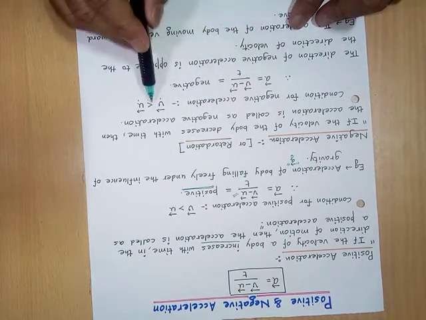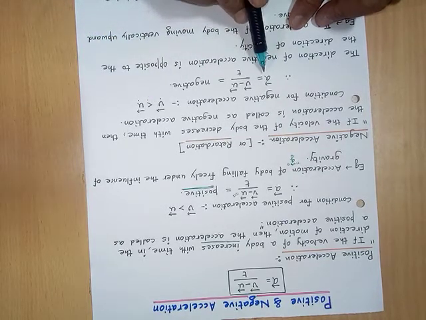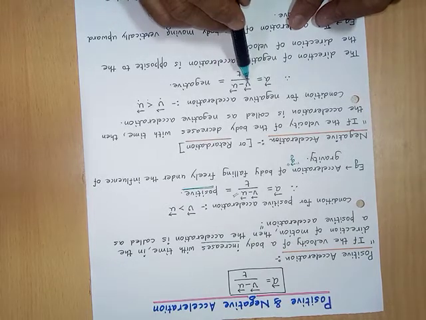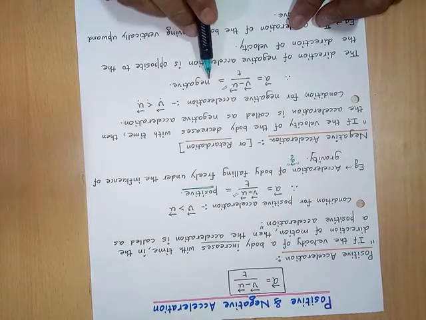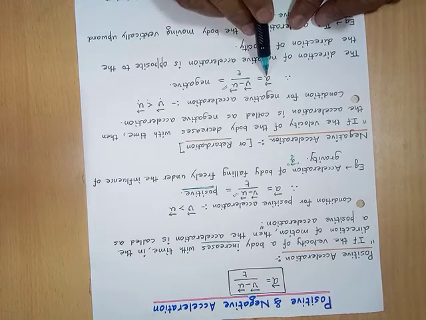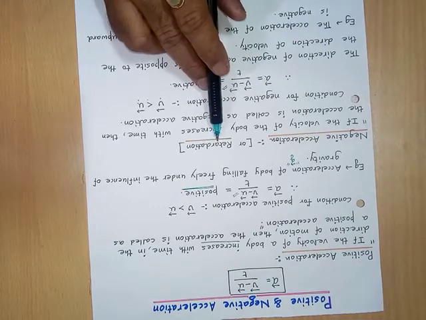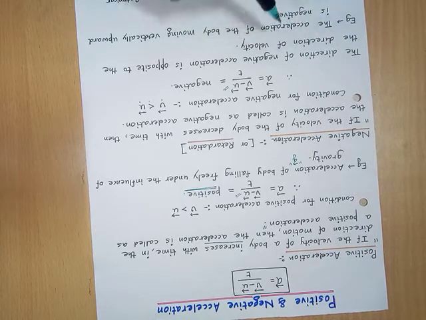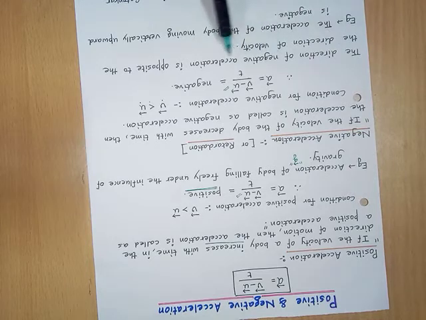Now if I put this in the general formula of acceleration, I can write acceleration a equals v minus u divided by t. Since v is less, this value definitely will be a negative value. Since this value is negative, this acceleration is considered negative acceleration. Negative acceleration is also called retardation. The direction of the negative acceleration is important to understand, because it is always opposite to the direction of the velocity.